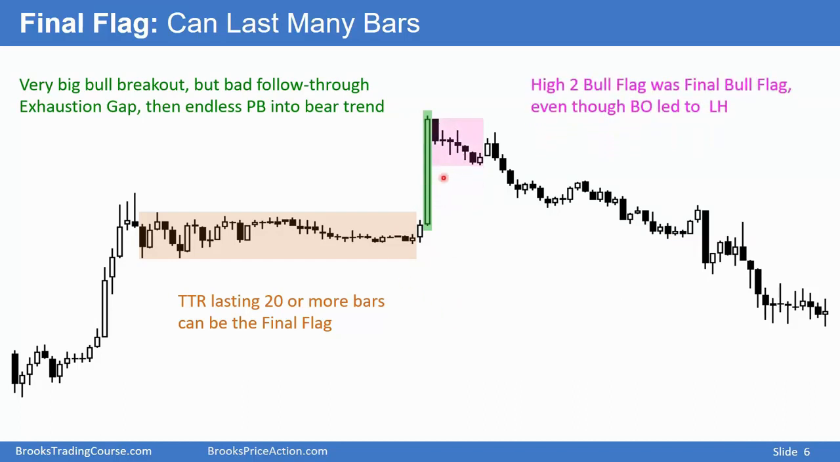We have a high 2 bull flag. Here's a high 1. Here's a high 2. This became the final bull flag, even though the breakout did not go above the top of the bull trend. This was the last bull flag in this bull trend. So a small final flag. For the bears, it's a double top bear flag.